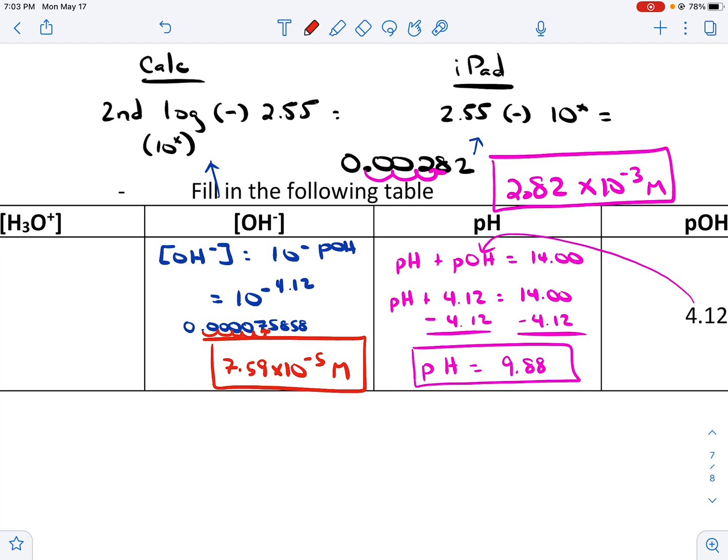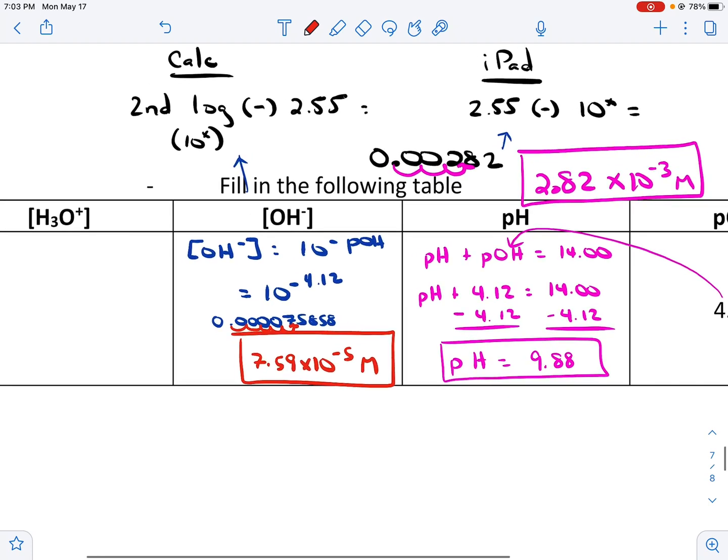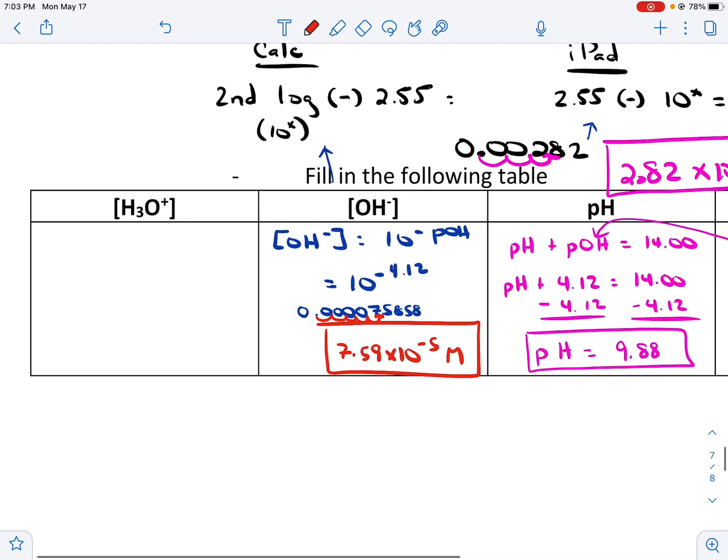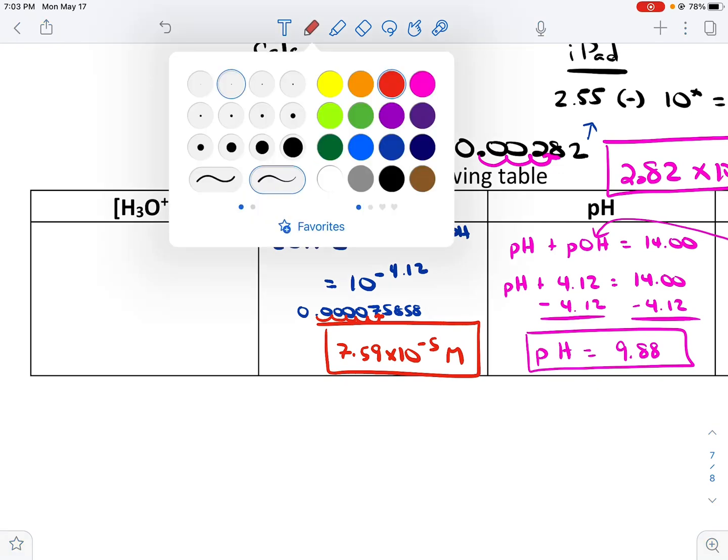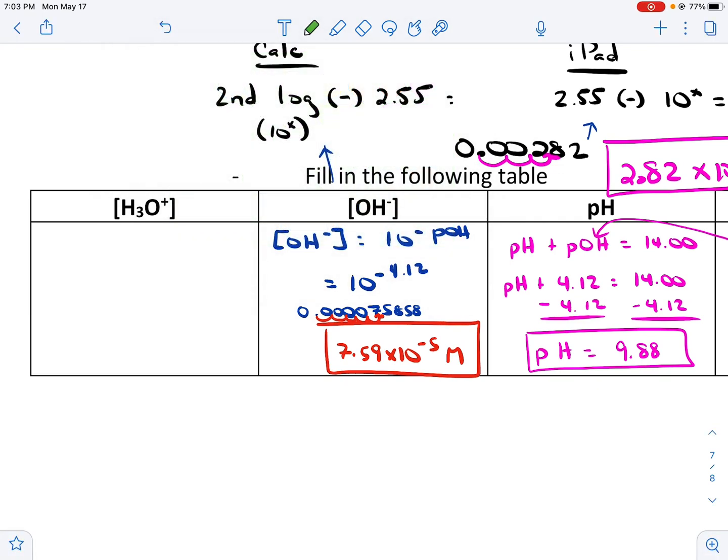All right. And let's finish this out. Let's do one last one. Let's find our hydronium ion concentration. Again, there's a couple of ways we can do this. I'm just going to practice using my inverse log. So we've got 10 to the negative pH. All right, so my pH, 10 to the negative 9.88.